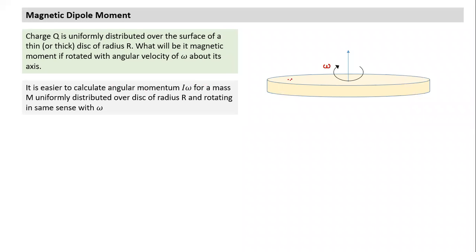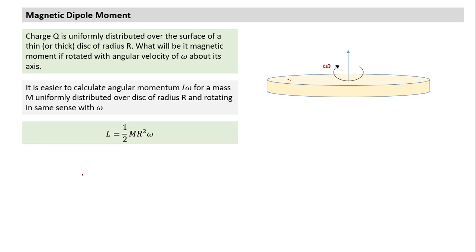So what we assume here, since charge is uniformly distributed, total mass is uniformly distributed over a disk of radius r and rotating in the same sense with omega. So what we do, we take a similar system which has, rather than charge distribution, mass distribution of similar nature. So if we take mass distribution, we know what is the angular momentum. If mass is distributed in form of a disk, and it is rotating about an axis of the disk, angular momentum is I into omega. I is equal to mr square by 2 into omega.